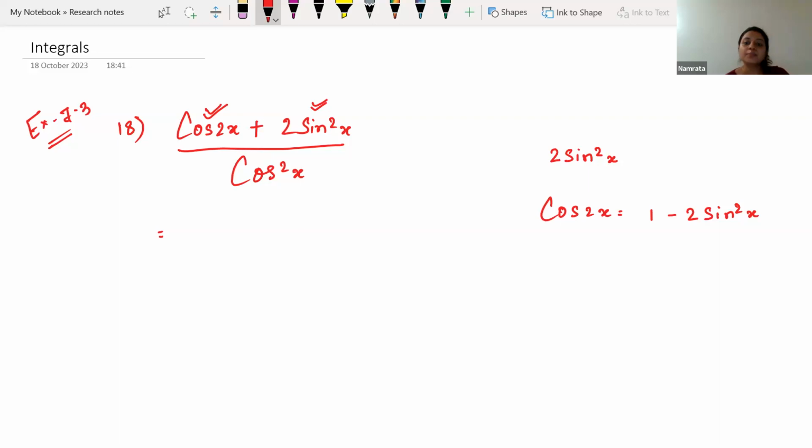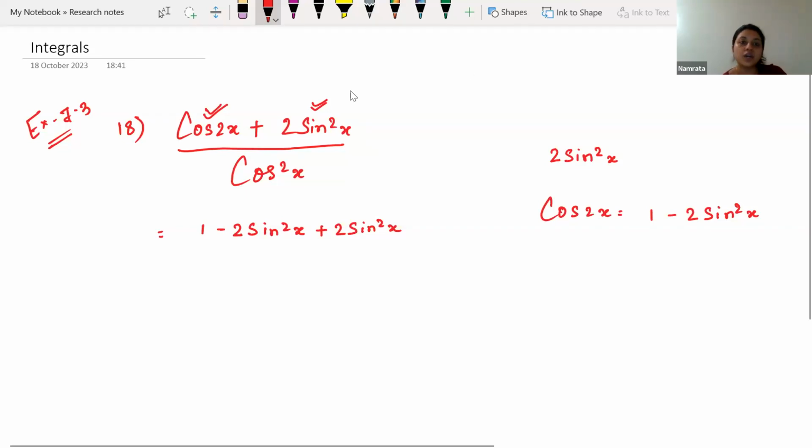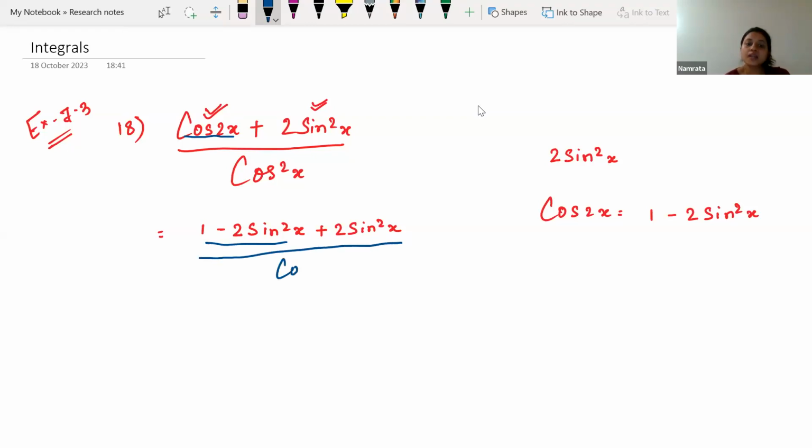So if I am taking at the place of cos 2x, 1 minus 2 sin square x plus 2 sin square x. Can you see the formula which I have written over here at the place of cos 2x? This one. Okay. Divided by cos square x. Now you can see this one and this one will cancel out each other and we will be left with 1 over cos square x. That is sec square x.